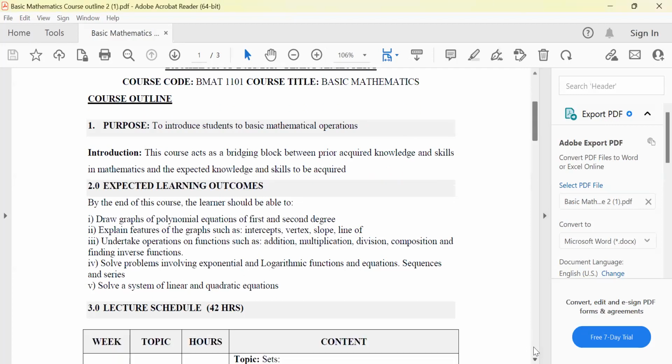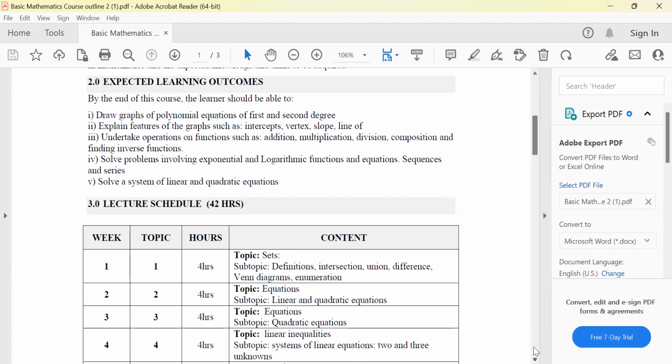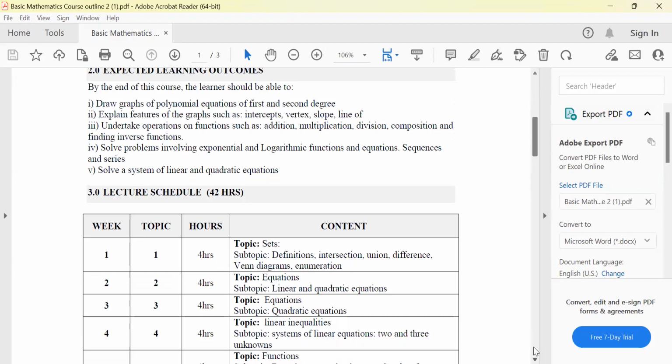Notes are there. So the expected learning objectives of our course: to draw graphs of polynomials, equations of first and second degree, explain features of graphs such as intercepts, vertex, slope, lines, undertake operations on functions such as addition, multiplication, division, composition, and finding inverse functions, solve problems using exponential and logarithmic functions and sequence and series, solve a system of linear and quadratic equations.